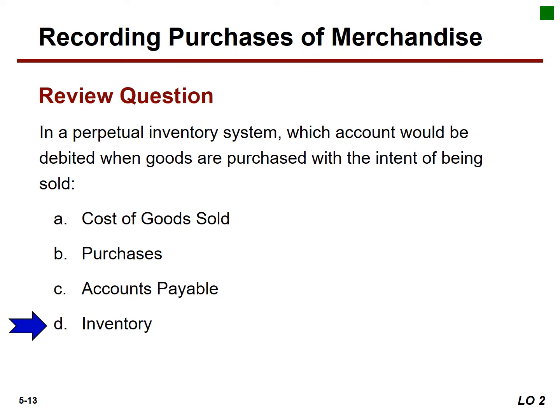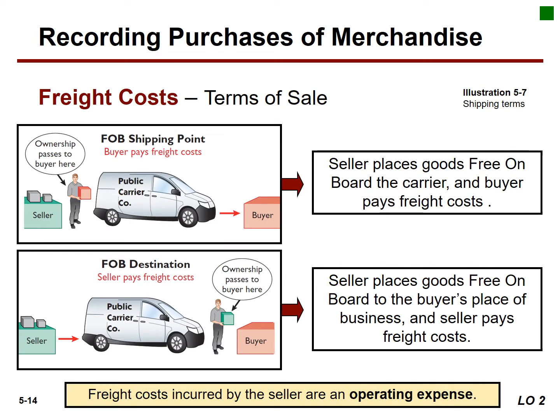Well, that's what we just looked at. That would be the inventory account would be debited. If you recall, on that purchase invoice, there were the shipping terms of FOB shipping point.